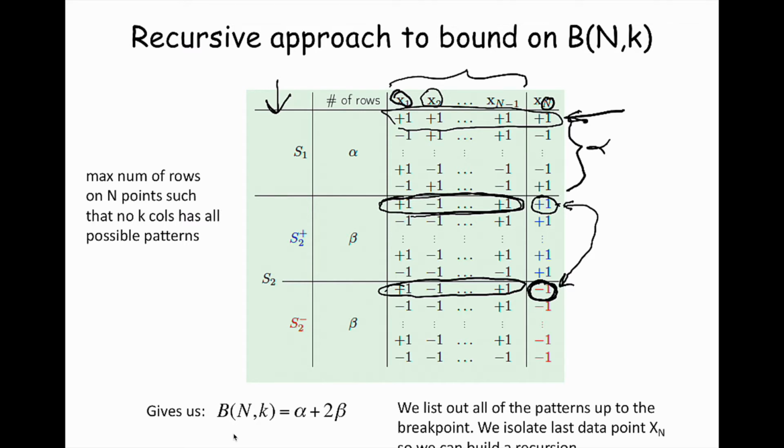Okay, so the size of S2 plus, we're going to call beta, right? Now, by definition, the number of dichotomies in S2 plus is equal to the number of dichotomies in S2 minus, because if you have one in S2 plus, you're going to have a similar one in S2 minus. There's a one-to-one mapping there. So if we were to count the total number of dichotomies given a data set of size n and a breakpoint of k, we're just going to sum all of these together. We sum alpha plus beta plus beta, and so our expression for B(n,k) is going to be equal to alpha plus 2 beta.